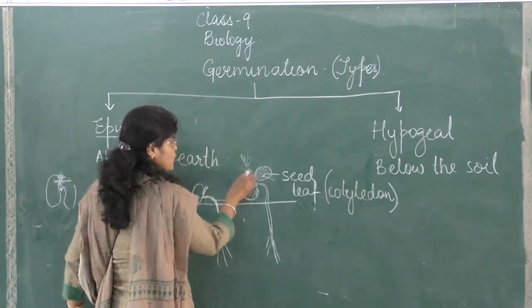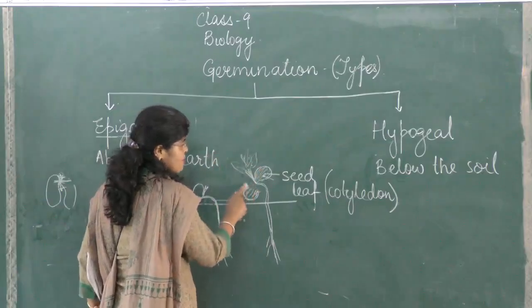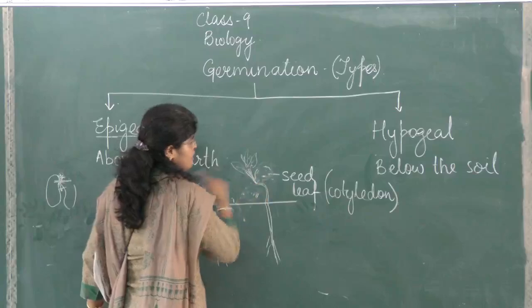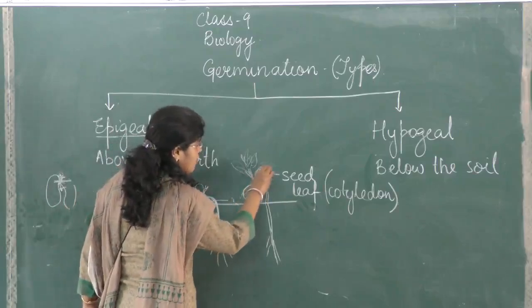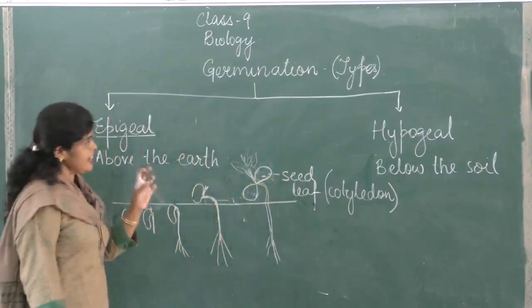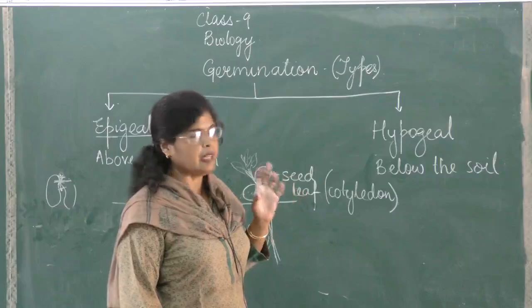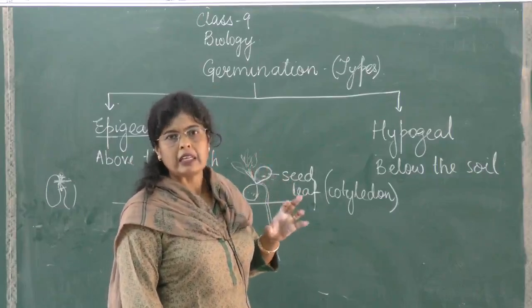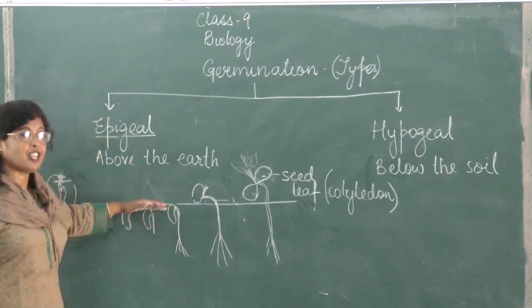Now when the actual leaves come out, they dry and fall off. These two dry and fall off. But actually what is this? These are the cotyledons. Is it clear? When they take the structure of a leaf-like structure, a leaf, then we call it a seed leaf. Is it all right? So this is what is epigeal germination.